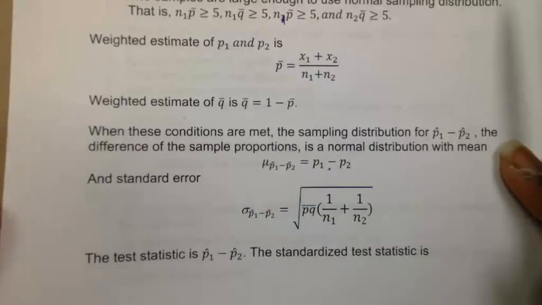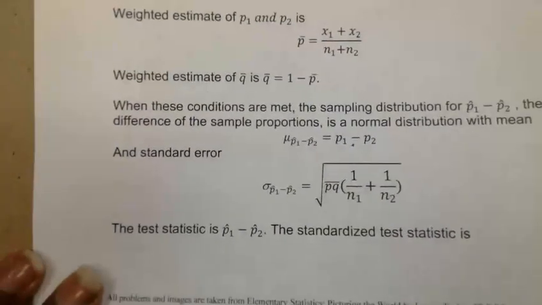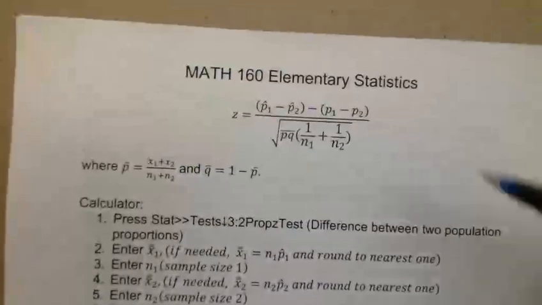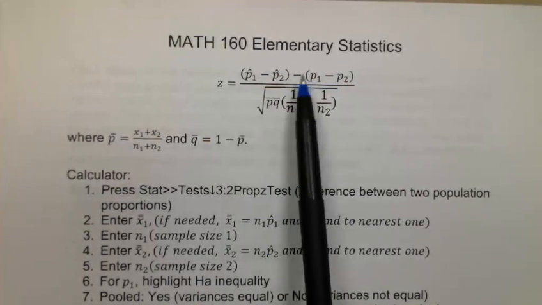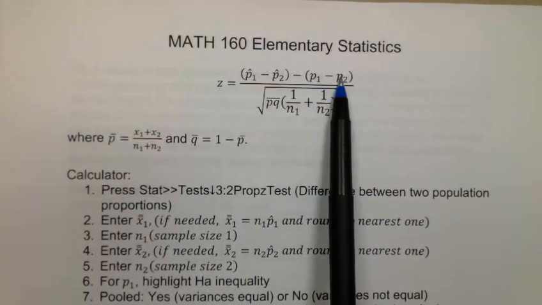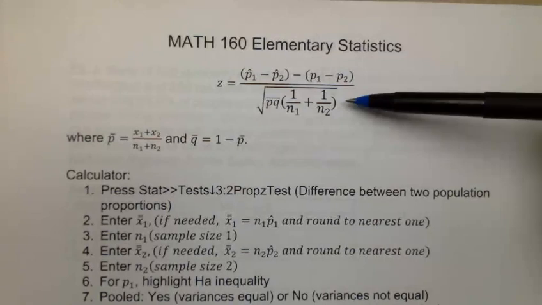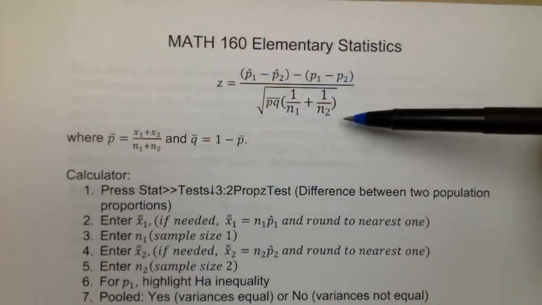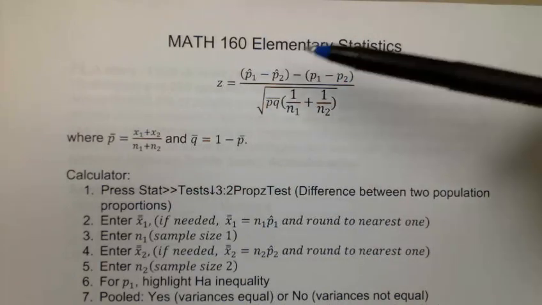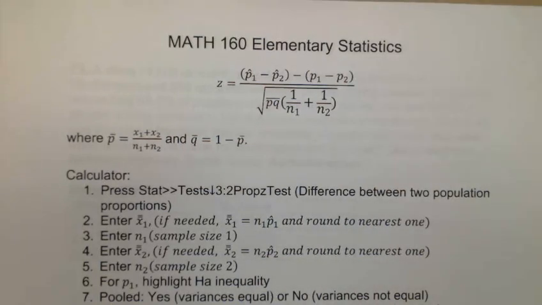The test statistic is p hat 1 minus p hat 2. And the standardized test statistic is p hat 1 minus p hat 2, minus the quantity p1 minus p2, divided by the standard error, the square root of p bar q bar times 1 over n1 plus 1 over n2. I know it's a lot, but those who like to use the formula normally understand this. And then the calculator.